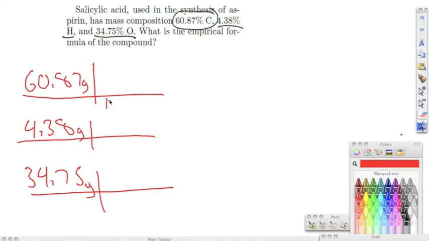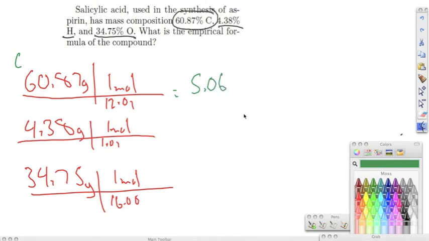Now we know that carbon has a molar mass of 12.01 equals 1 mole, hydrogen is 1.01 equals 1 mole, and oxygen is 16.00 equals 1 mole. We plug these into the calculator and divide them out. For carbon we get 5.06 moles, for hydrogen 4.33 moles, and for oxygen 2.17 moles.